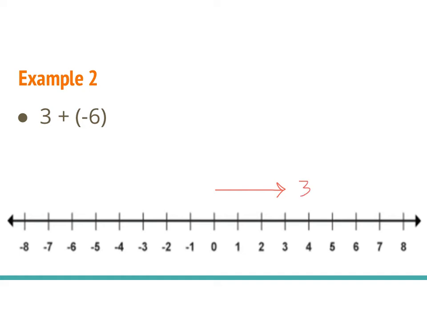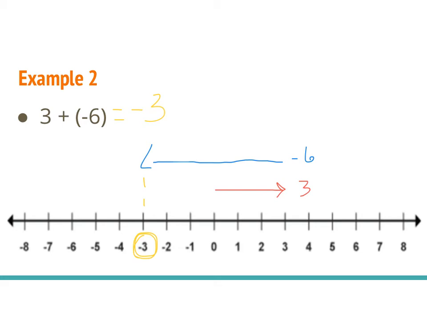Now I have plus a negative 6. And negative means which direction? I hope you all said to the left. So I'm going to count 6 places to the left. 1, 2, 3, 4, 5, 6. Right here, and this shows us negative 6. And where I end is going to be my answer. Okay, so 3 plus negative 6 equals negative 3.